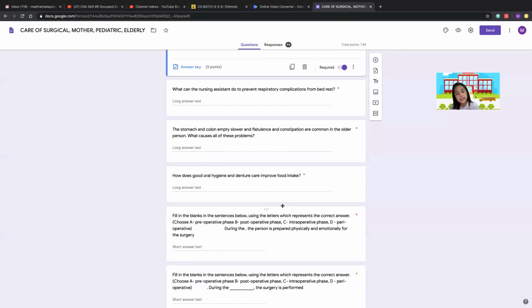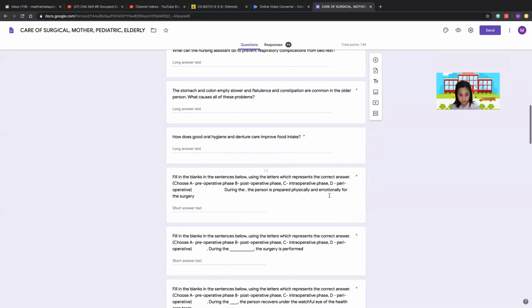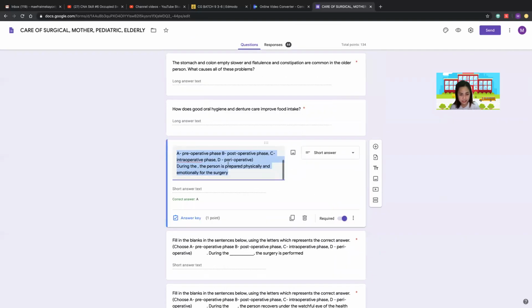How does good oral hygiene and denture care improve food intake? Of course, it will enhance the appetite, or improve the appetite. If you have a clean oral cavity, you will have an increased appetite. So this is very easy. I don't know why you did not get it.